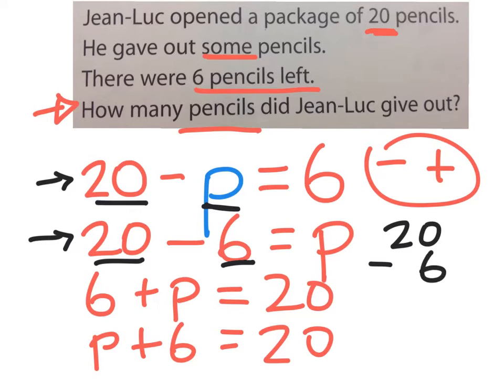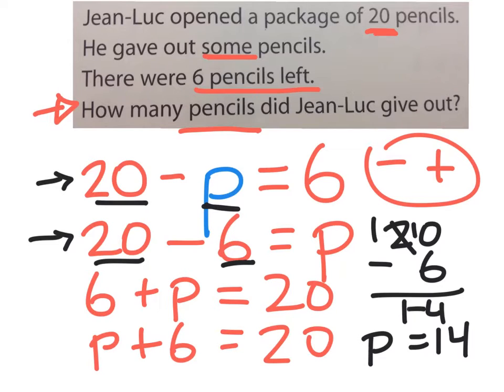20 minus 6 equals P. So P equals 14. That's our answer. John Luke gave out 14 pencils. And that's how we use a variable to write an equation.